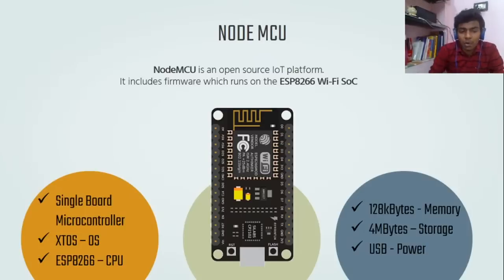This is a single board microcontroller, with the ESP8266 CPU, 128 kilobytes of memory, 4 megabytes of storage, and USB power. This is a USB B type connector, so we can power it that way. This is the NodeMCU with the ESP8266. If you also need Bluetooth, you can go for the ESP32, which has an inbuilt Wi-Fi module as well as Bluetooth.